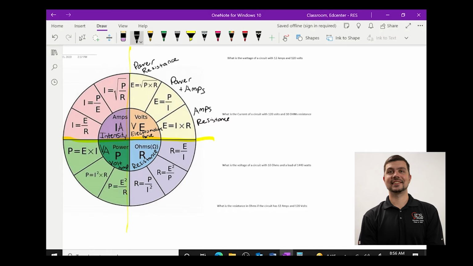Whatever you're looking for is going to be this inner circle. It's what you're looking for. And then if you have any 2 pieces of information, you're going to use the outer circle to find your formula. So let's go right into it.